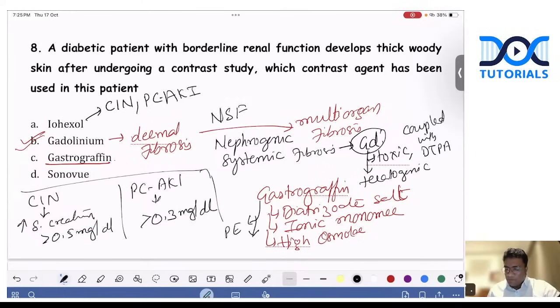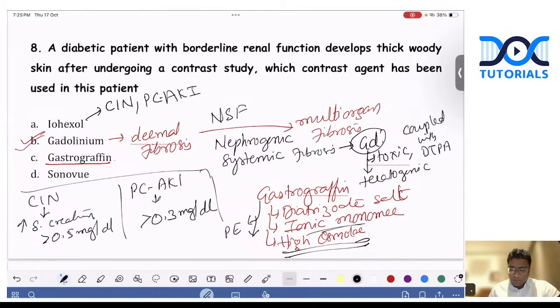And also gastrografin, remember, because it is high osmolar, can be used as a therapeutic enema in constipation patients and also to relieve meconium in cystic fibrosis patients. So it's basically high osmolar that I want you to remember. Ionic monomers, these are high osmolar agents, used to relieve constipation as a therapeutic enema.